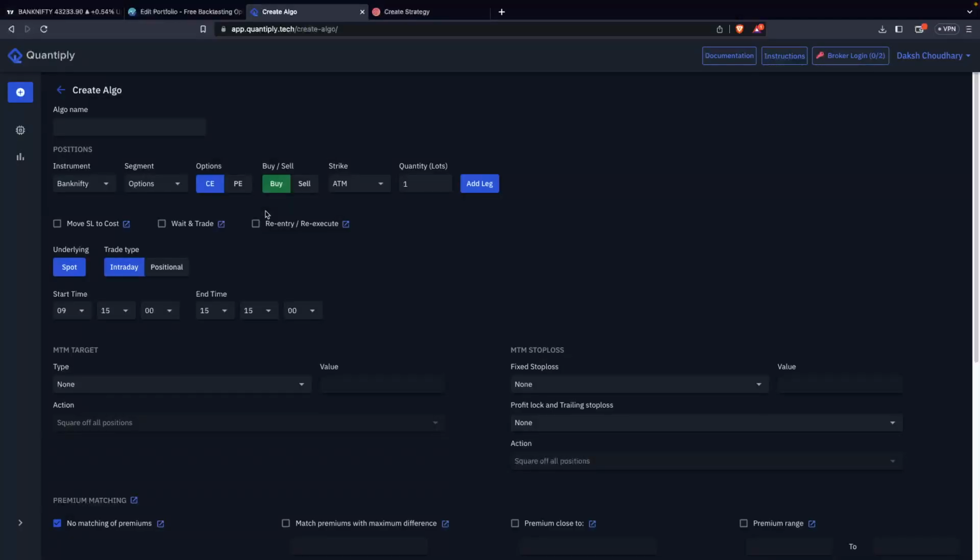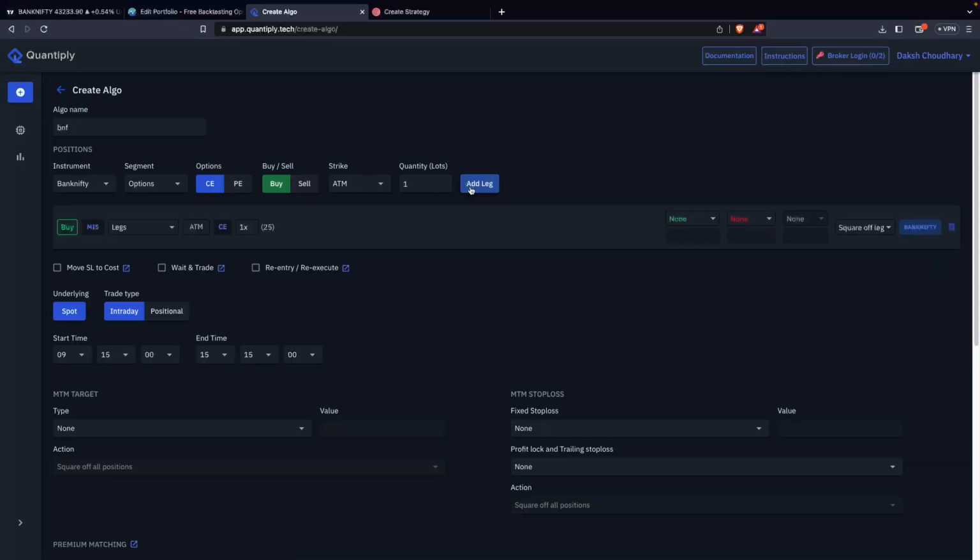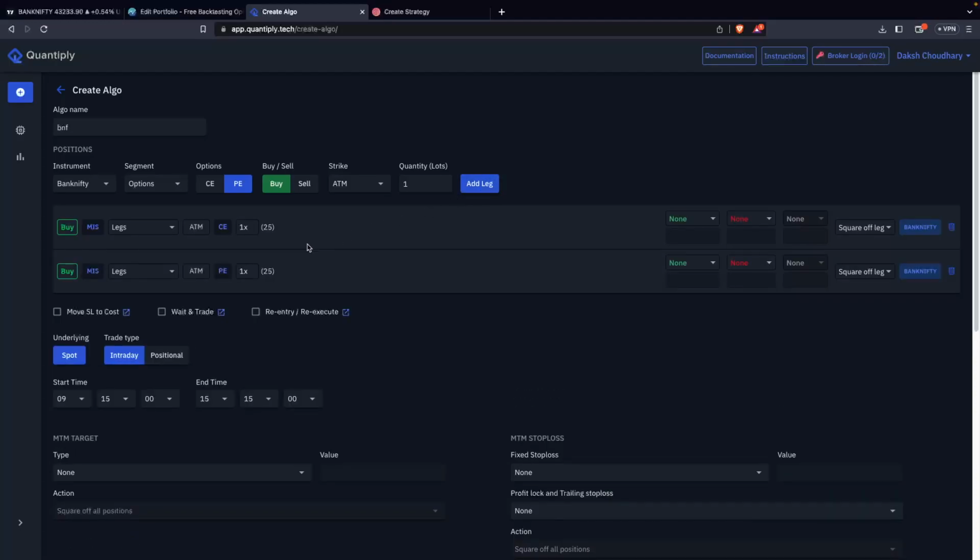So we need to create an algo strategy first. In Quantiply, it is very simple to create an algo strategy. You just place a name. For example, for BNF, Bank Nifty, going for Bank Nifty options, call side buy at the money, one lot, and for the put side, another leg. Now you can change the settings, like how much target you want, how much stop loss, how much trailing stop loss, buying side or selling side, and whether you want to keep the order as MIS or normal, intraday or positional trades.